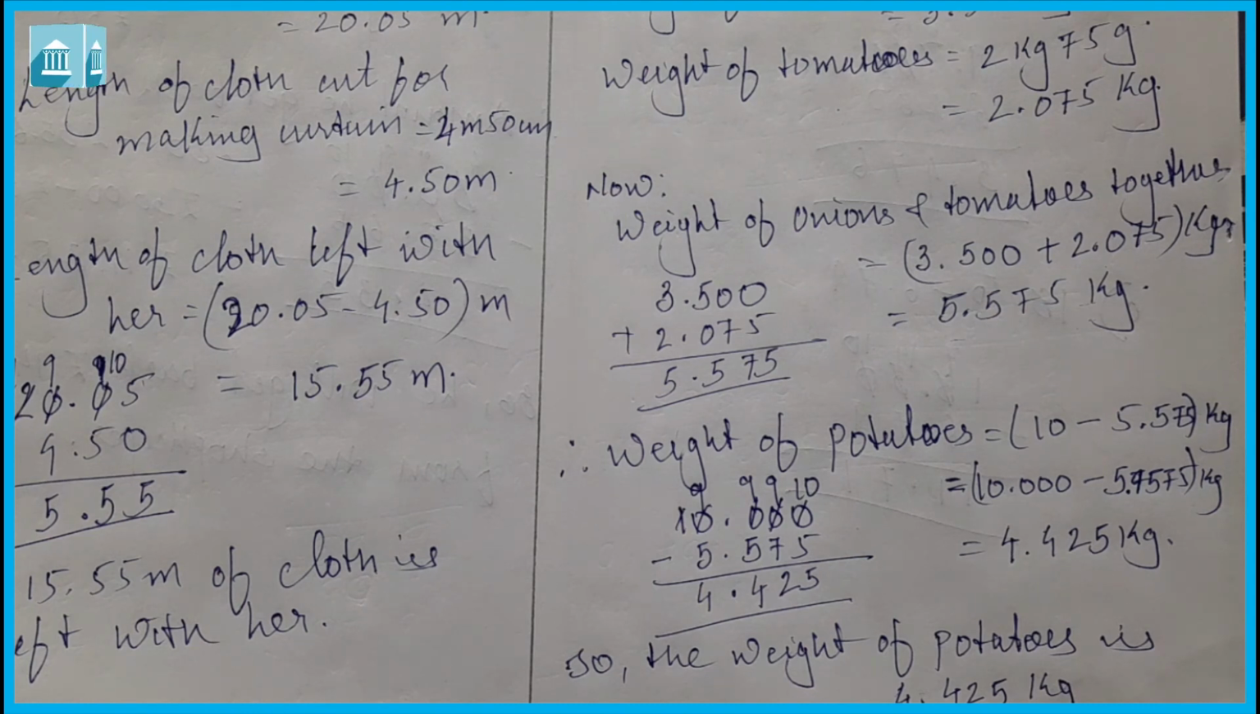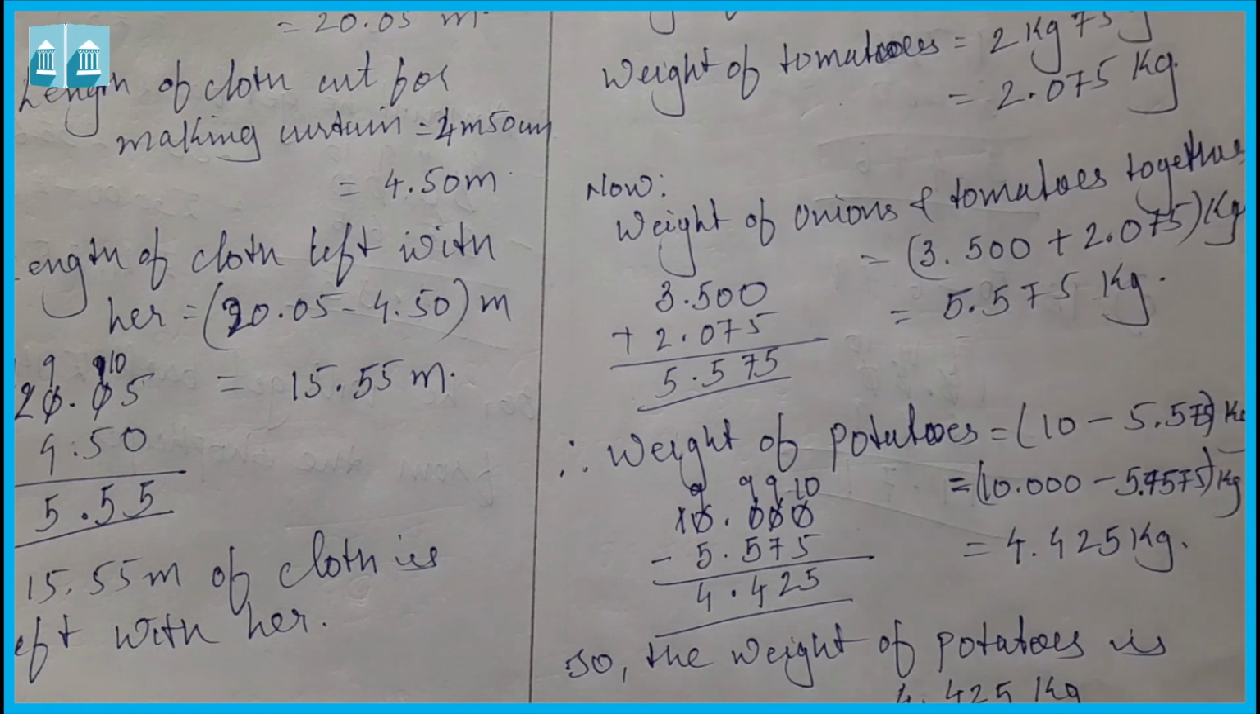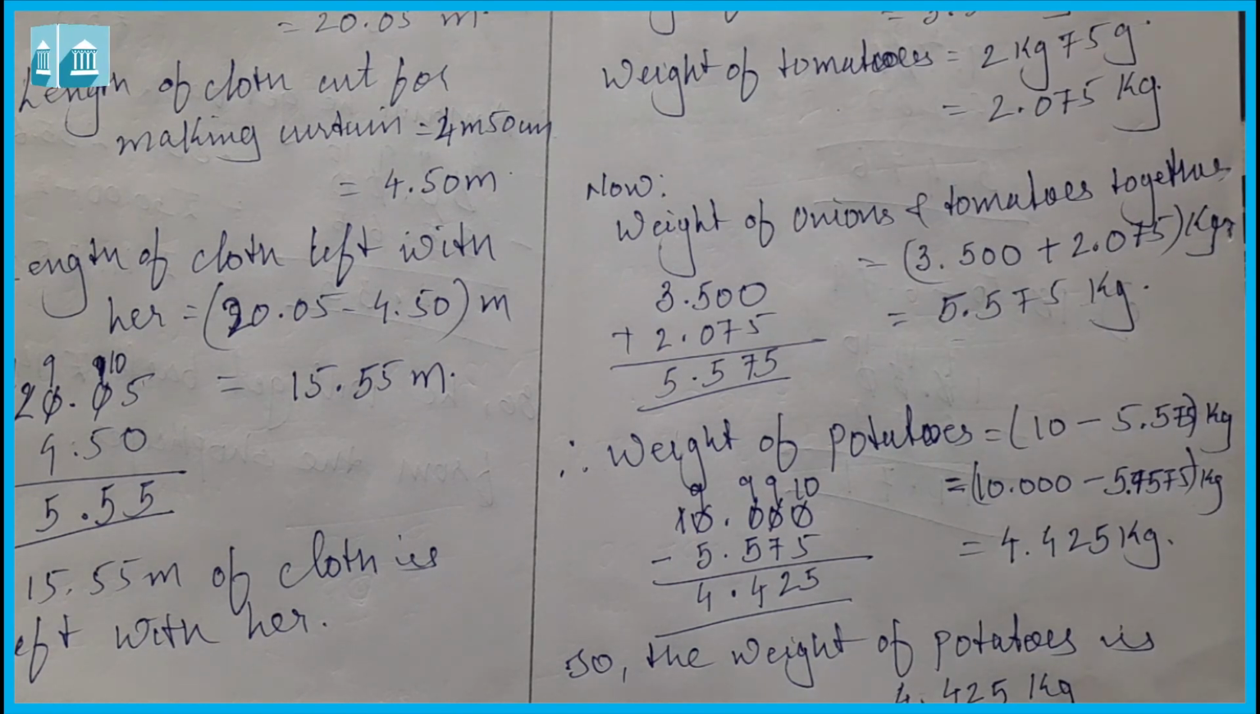Which is 4.425. So here we end our exercise 8.6 and we also end our chapter 8, that is decimals. Whatever questions remain, you have to do as your homework in your notebook. Thank you.